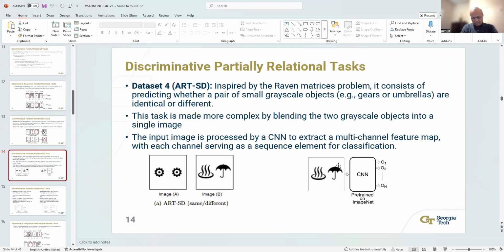So the idea is to take that image and forward it to a pre-trained CNN, and from that CNN we get a sequence of features, and we need to tell from this sequence of features whether it contains identical objects or different objects.